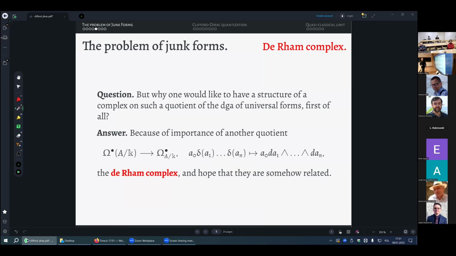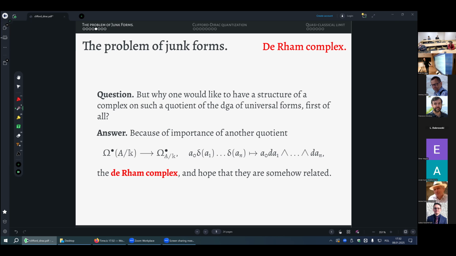Now, what is the problem with junk forms? The problem is that people tend to see in expressions related to this Clifford algebra spanned by differential forms something which is related to differential calculus. The best possible situation would be if this was related to the de Rham complex, because the de Rham complex is a basic complex built with differential forms.